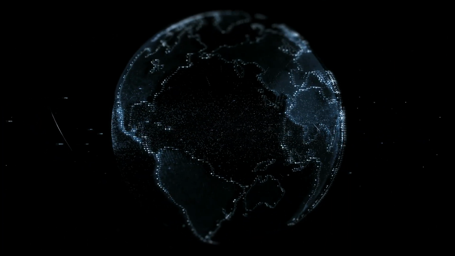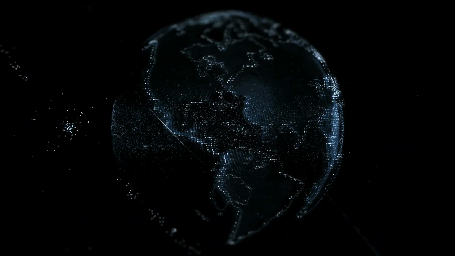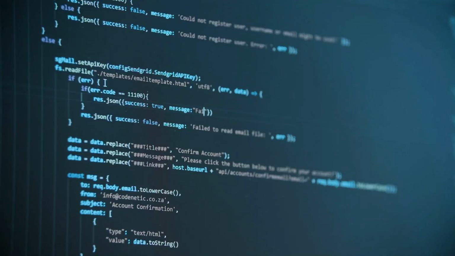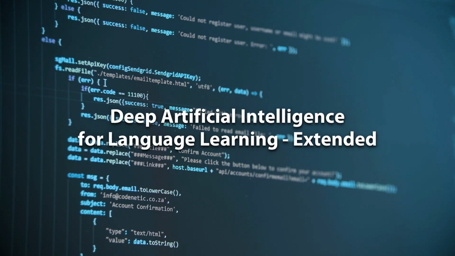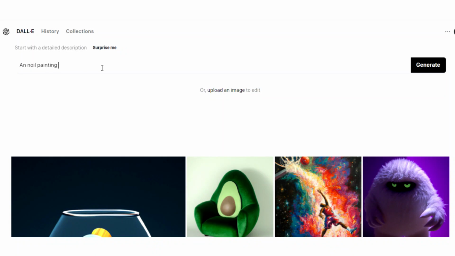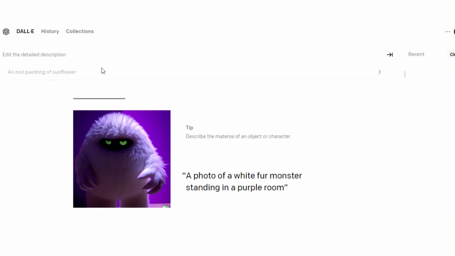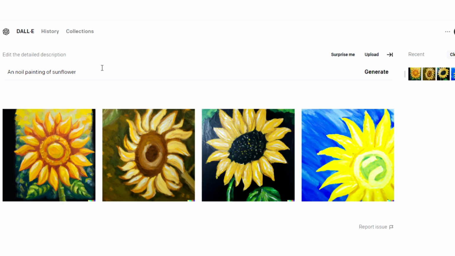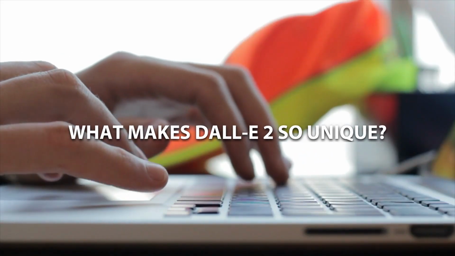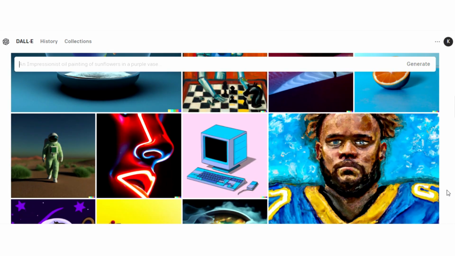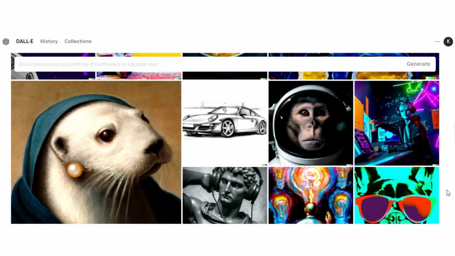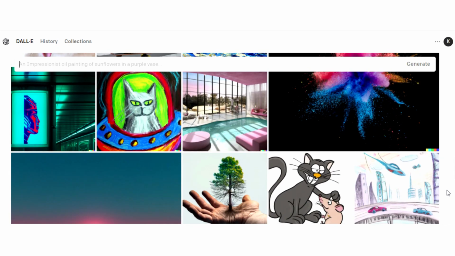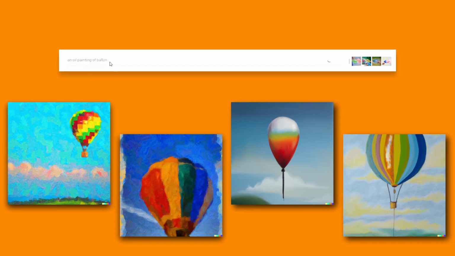Today we're going to be talking about a groundbreaking new AI system developed by OpenAI, DALL-E 2. DALL-E 2, which stands for Deep Artificial Intelligence for Language Learning Extended, is an AI system that is capable of generating images from text descriptions. But what makes DALL-E 2 so unique is its ability to use artificial imagination. Unlike traditional image generation systems, which rely on pre-existing images as a starting point, DALL-E 2 is able to generate entirely new and novel images that have never been seen before.